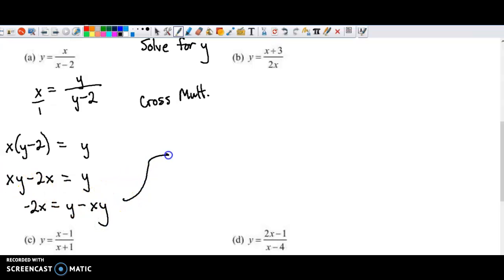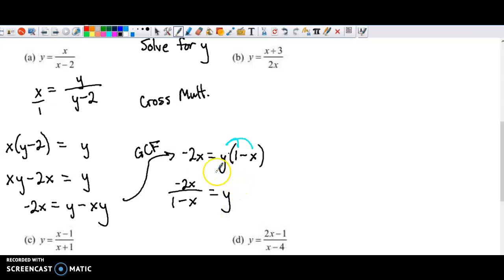Well, now what I can do is greatest common factor out a y. So negative 2x equals y times 1 minus x. And double check that that's correct, because if I distribute it back in, I need to be back at y minus xy. But why do we do that? Now you can solve this by division. It's a multiplication problem, so you can just divide that 1 minus x over, and that's the equation that we're looking for.